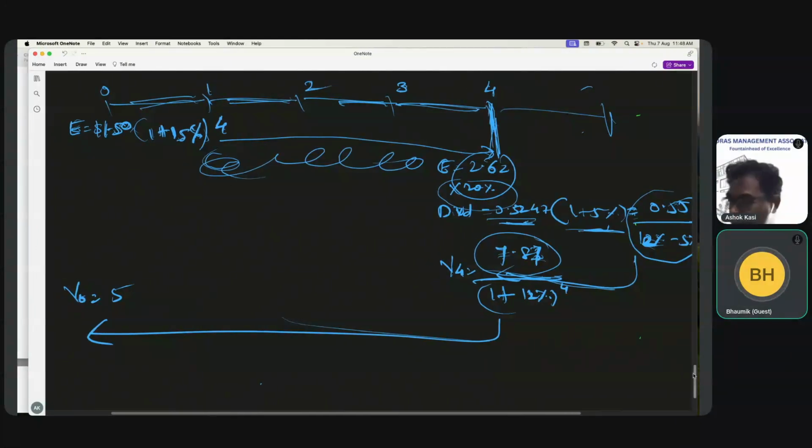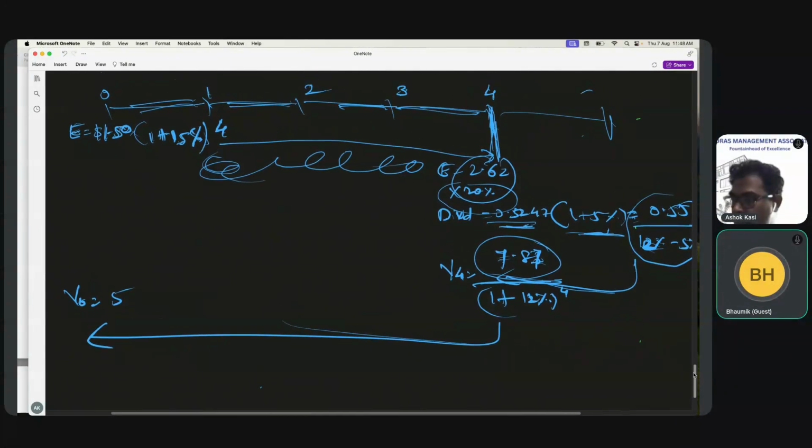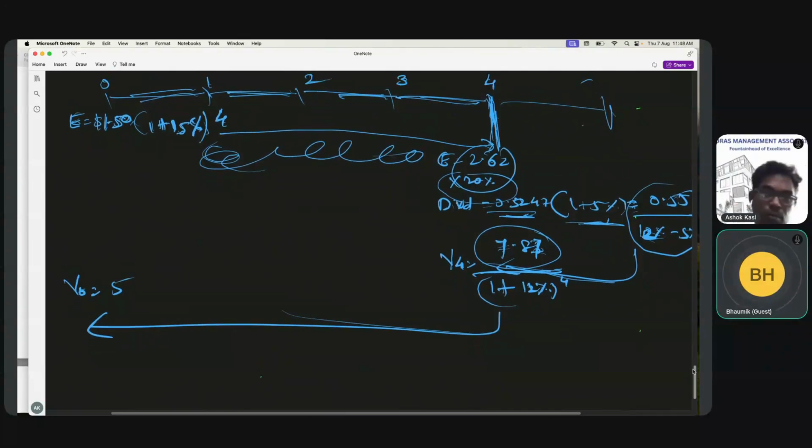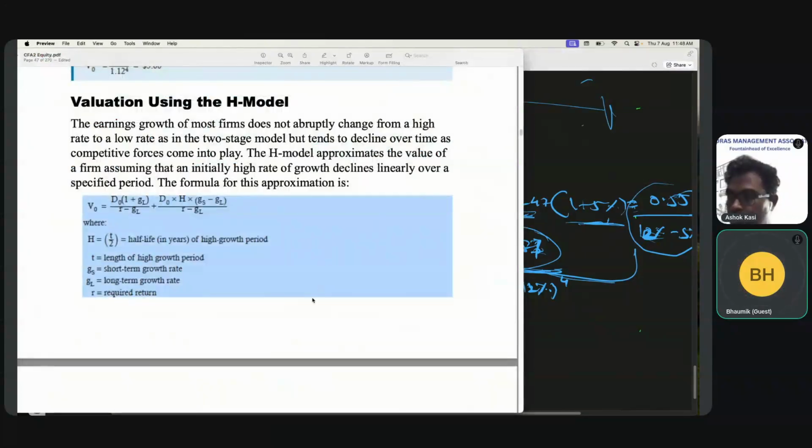Okay, got it. So 1.5 is the earnings that will be growing at 15% for the 5 years, and after that, 20% will be distributed as dividend. So we got the dividend, and then that will be growing at 5% perpetually. So we got the share. Then H model.